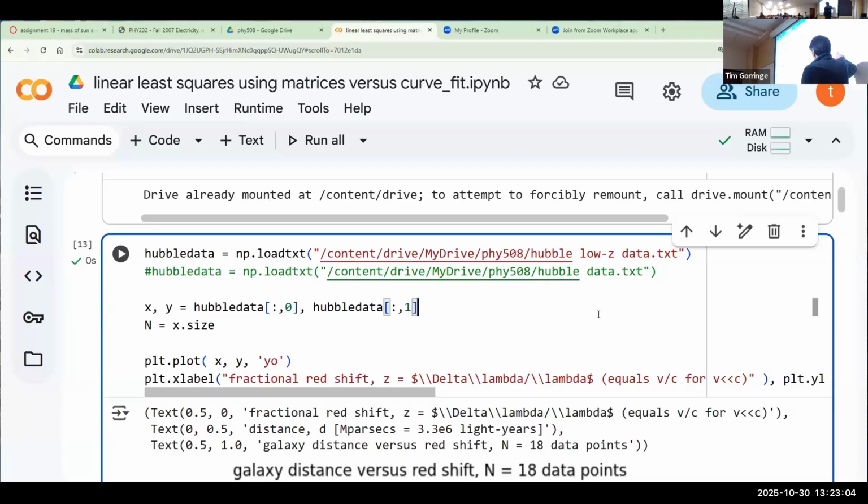There's a second file that is just called Hubble data, not low Z Hubble data, that has the Cepheid variables in it, but also has the supernova data, which means it has galaxies that are more distant, with larger recession velocities. They are observable with supernovas that are much brighter and can't be seen with the Cepheid variables that are not as bright. Anyway, right now I'm going to read Hubble's data from the low Z file.